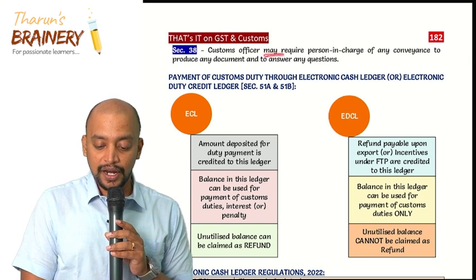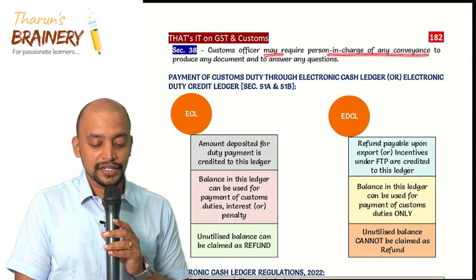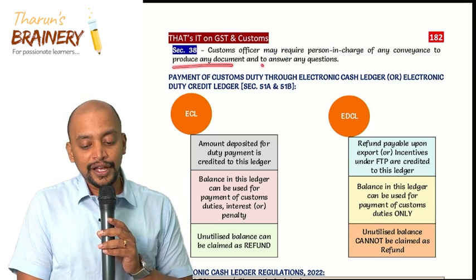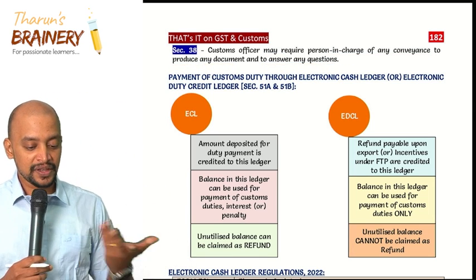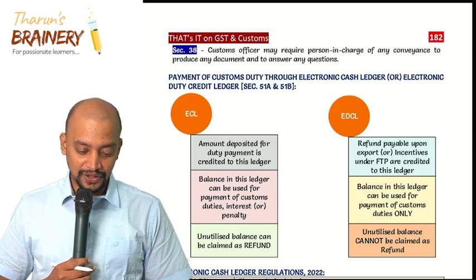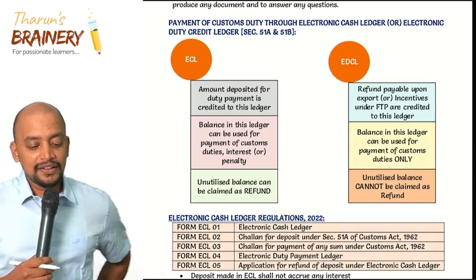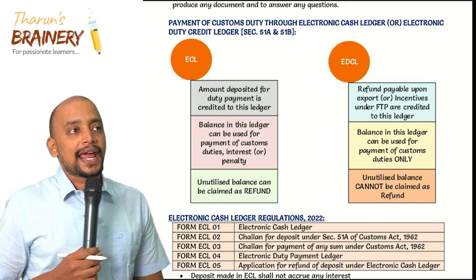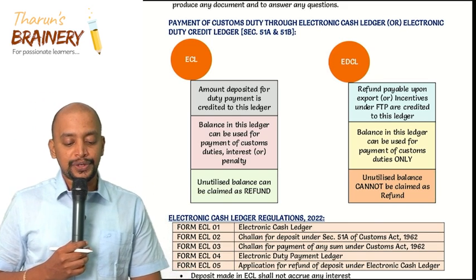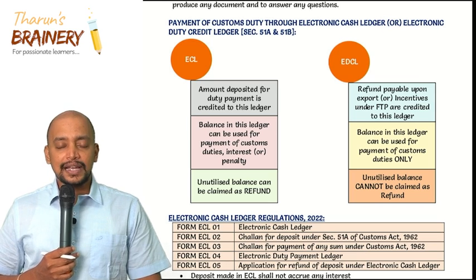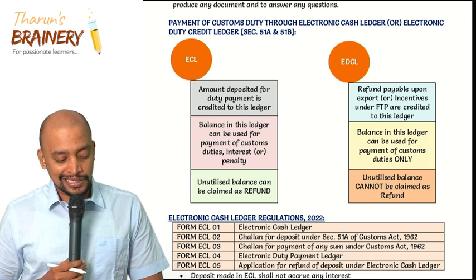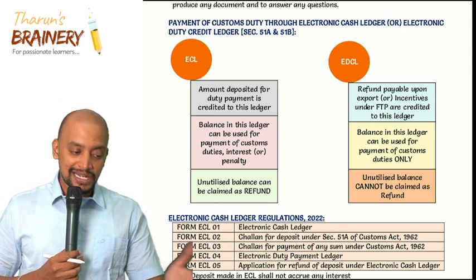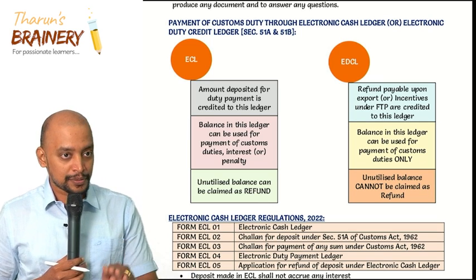The customs officer may require the person in charge of any conveyance to produce any document and to answer any questions. Why they created these sections, we don't know. And then we have sections 51A and 51B, electronic cash ledger and electronic duty credit ledger. These electronic cash and duty credit ledgers, like in GST, they want to bring under customs also.